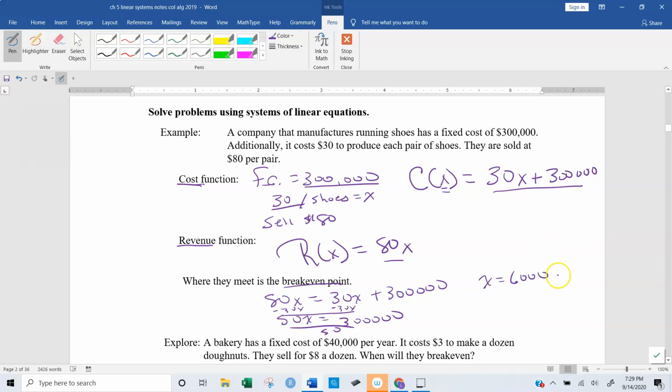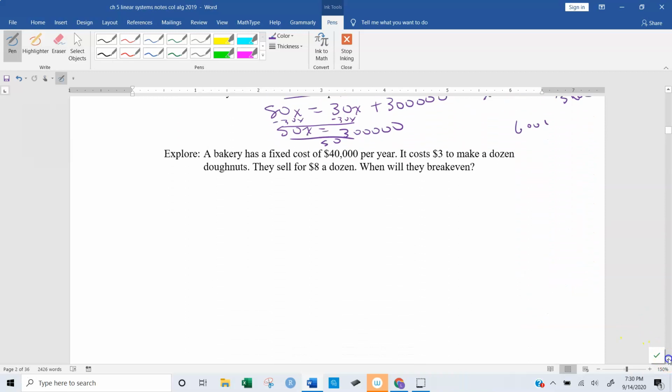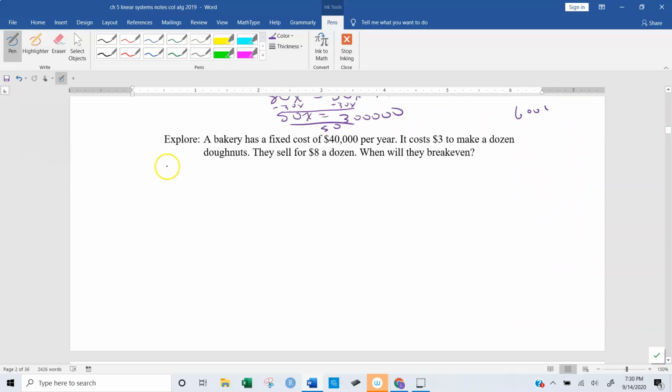So when you make 6,000 pair of shoes, you break even. So to make money, you have to make 6,001 pair of shoes, and so on. Anything under 6,000, you lose. Anything over 6,000, you make money. That's a break even point. Okay, try yours. Make sure you write down your know and your don't know.